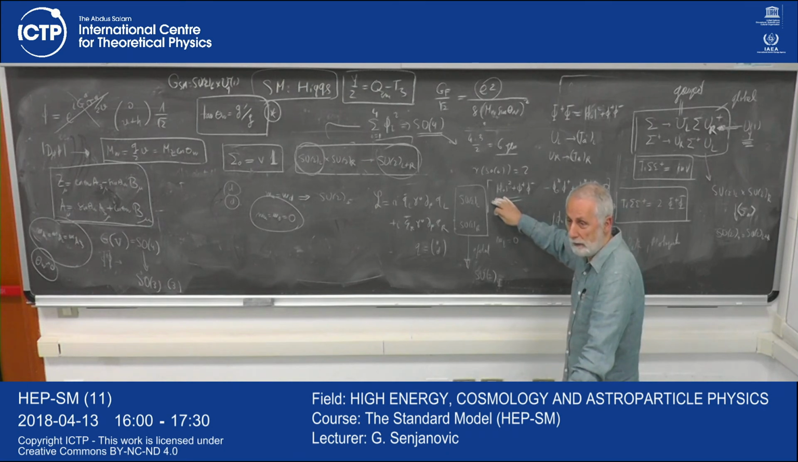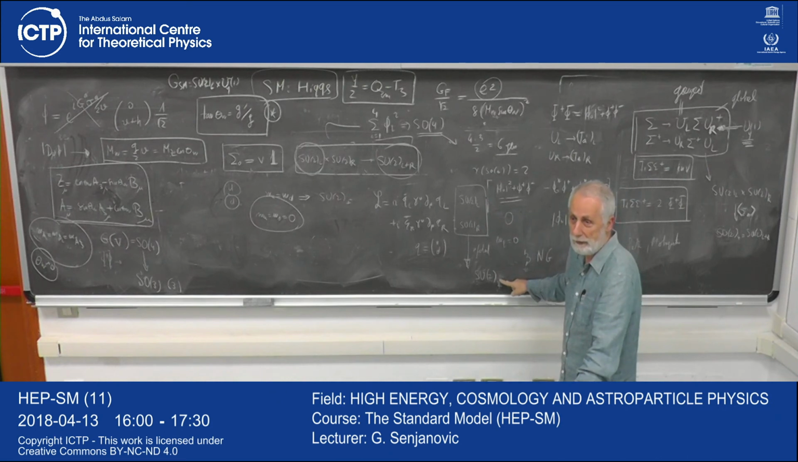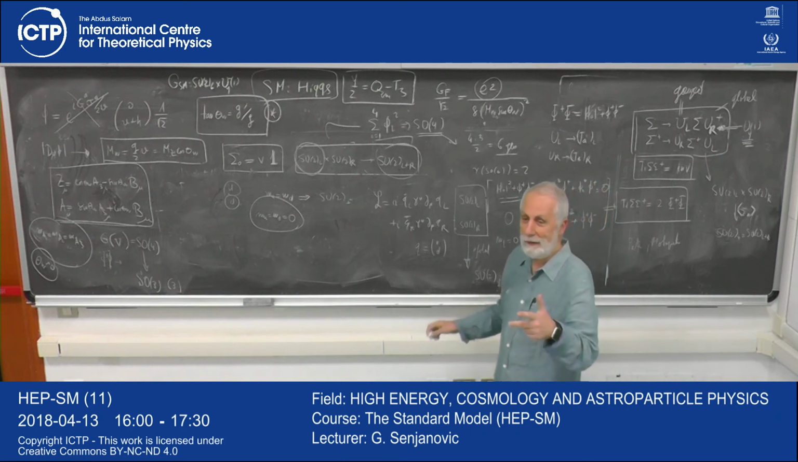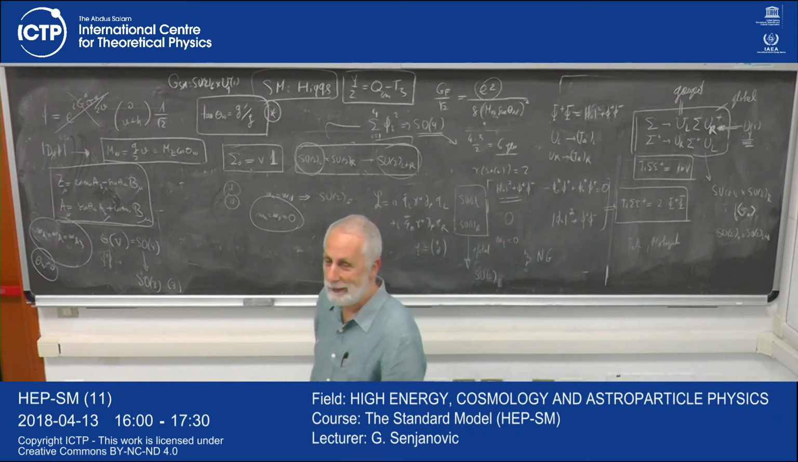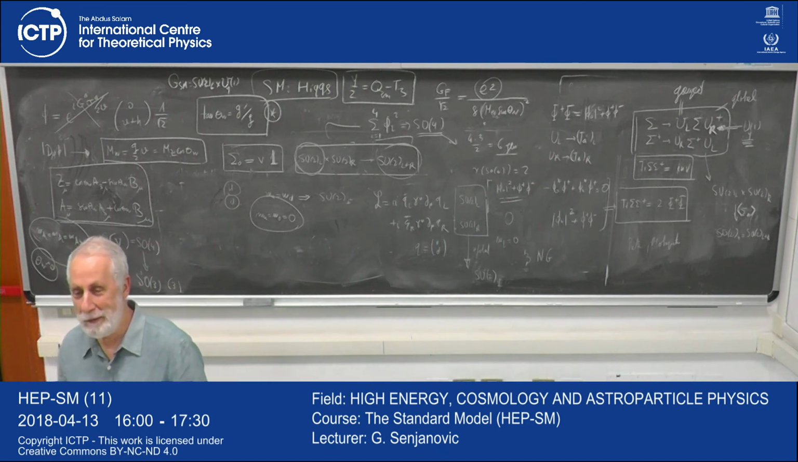I would get Goldstone bosons. How many will I get? Three Goldstone bosons. Six minus three is three. Then he said, but look, there are three pions and they are very light. So Nambu said, I think they are Goldstone bosons, okay, it sounds crazy.